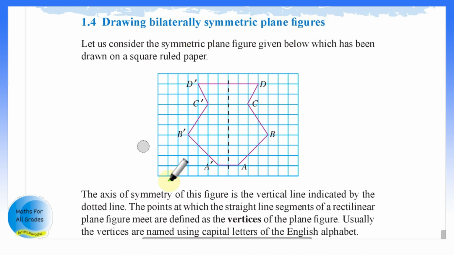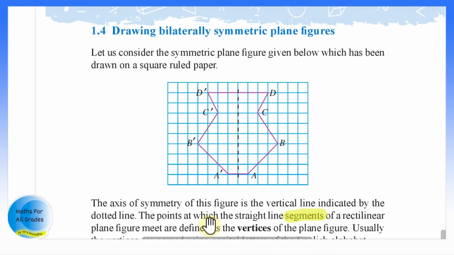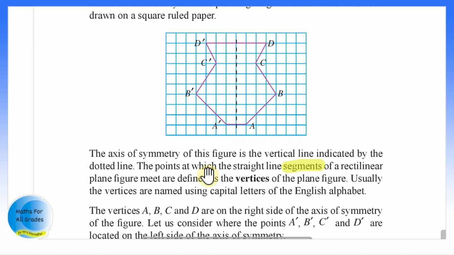Now look at this diagram. This line is the axis of symmetry of this figure. A, B, C, D, D dash, C dash, B dash, and A dash are vertices. We know vertices are corner points or edges. That's where straight line segments meet. Segments mean parts of a line. Usually we use capital letters to name the vertices. So everything I mentioned is in the first paragraph.